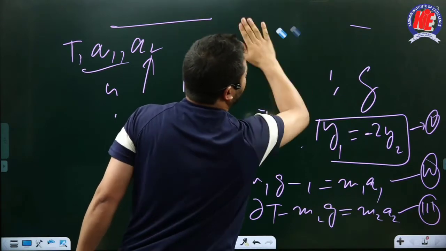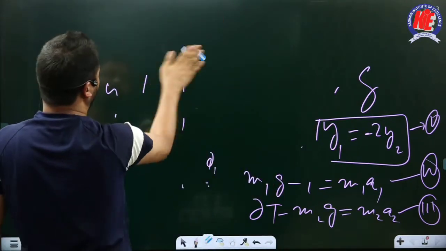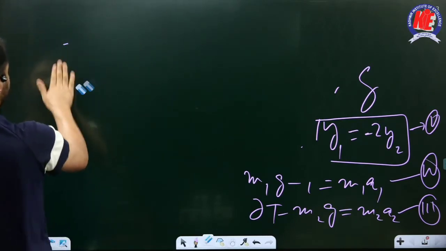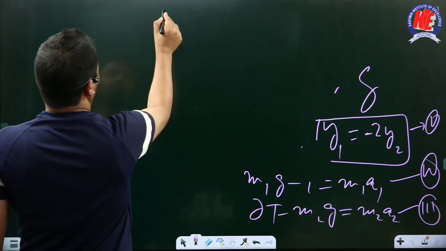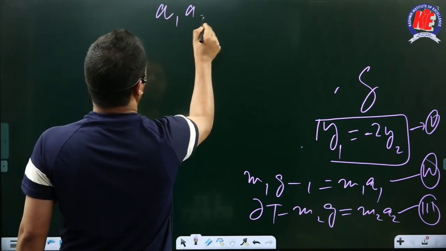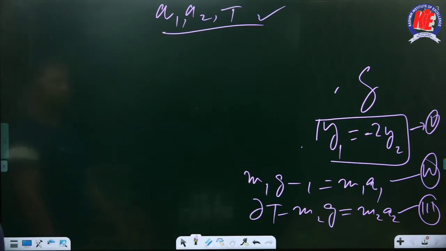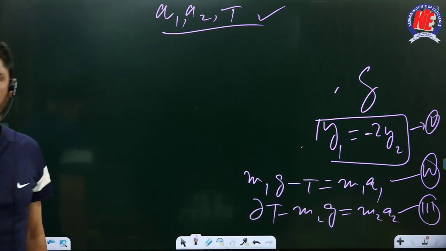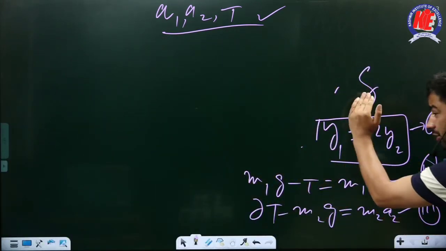I don't have the requirement of the figure right now, because I got everything I needed to find. Okay, I need to find the tension in the system. Acceleration A1, A2, and the tension. These are the 3 unknowns whose values I don't know, but after using these equations, it's not a big deal to find the answer of this question. Now here, what will I do? I am now taking this equation.